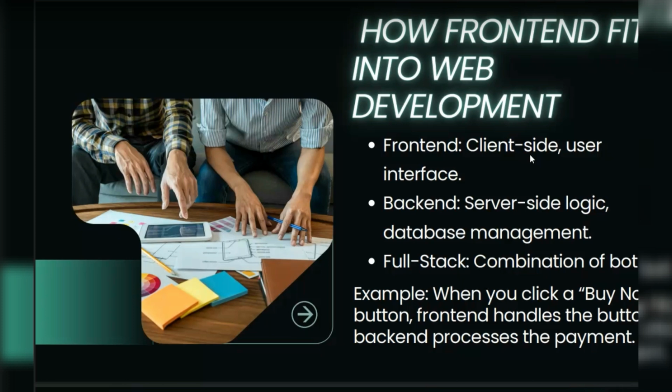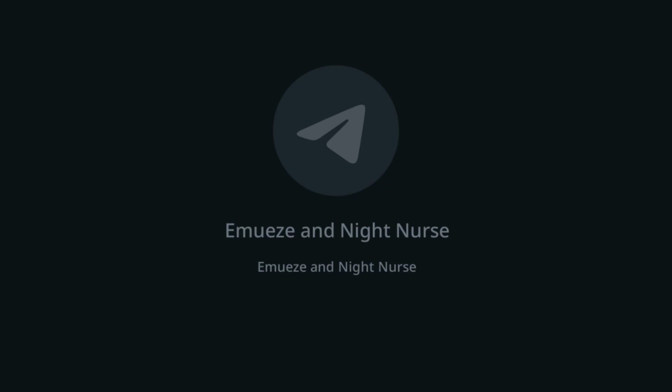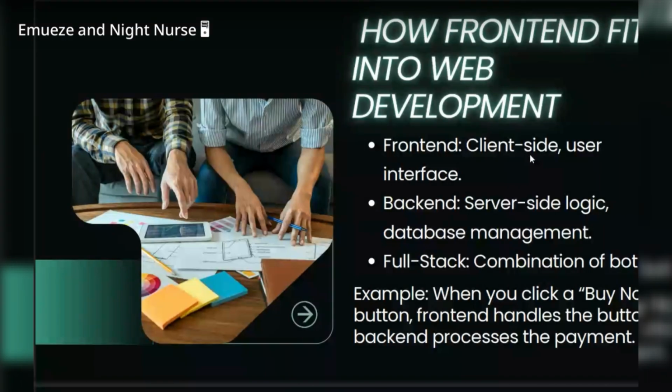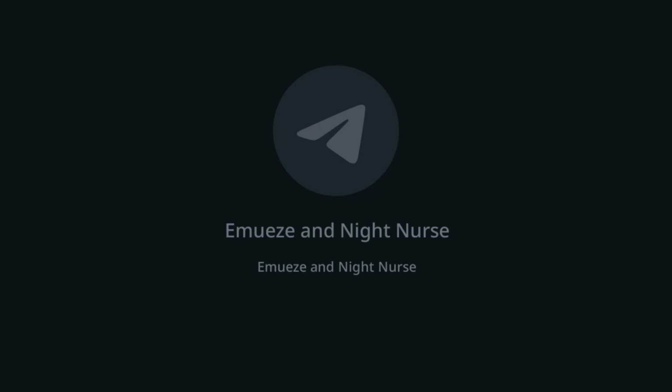Now, let's look at this quick example. When you click a buy now button, the front-end handles the button, but the back-end processes the payment. If you go to an online shop and you click on buy now, or add to cart, or checkout, you get a response immediately. It is the front-end that designed that button so that when you click it, you get a response. The process of sending money or processing the payment is done by the back-end.